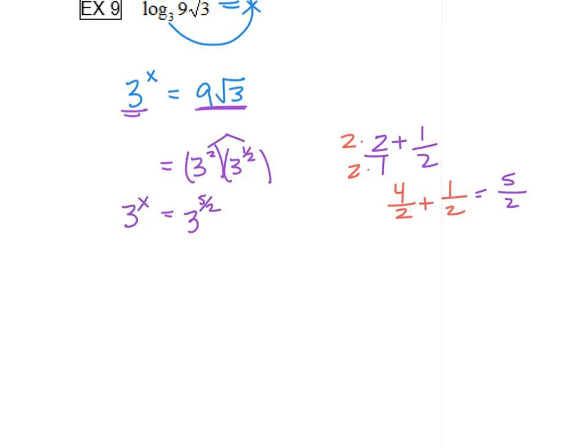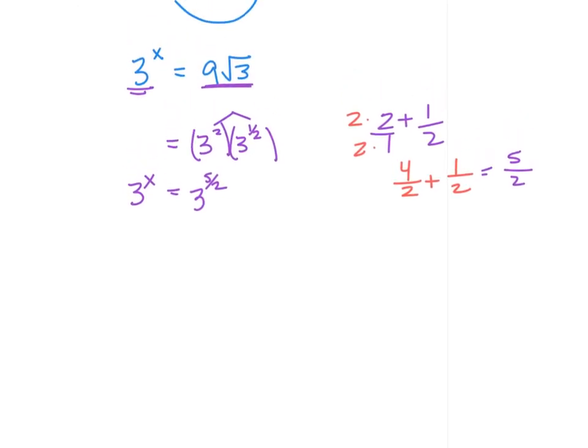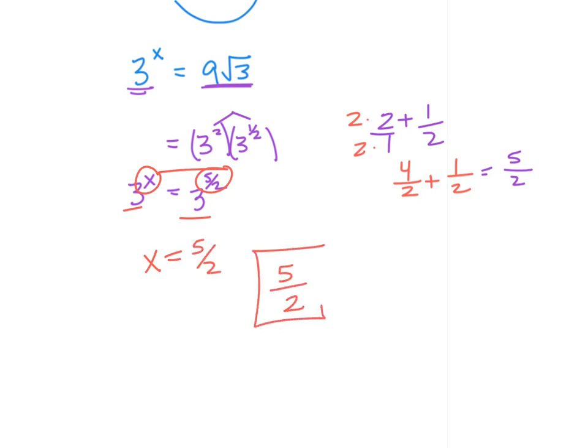So 3 to the x is equal to 3 to the 5/2. So we were able to manipulate this 9 times the square root of 3, which has the exact same value as 3 raised to the 5/2 power. We just rewrote the 9 with a base of 3 and rewrote the square root of 3 with a base of 3. Now that our bases are the same and there's an equal sign in between, that means your exponents will also be the same. So x equals 5/2, or this logarithm has a value of 5/2.